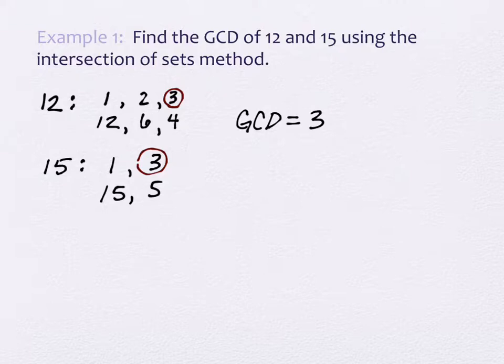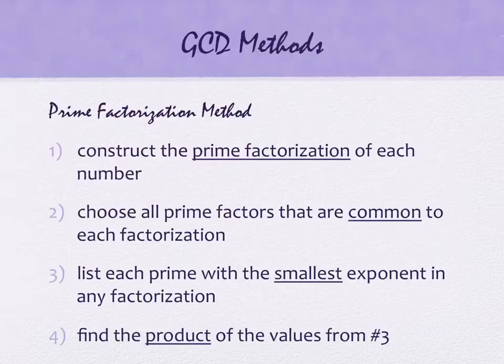Method number 2 is probably the one that's most useful for continuing on in mathematics. It's one that's very commonly taught, but it sort of hides a little bit of what's going on behind the scenes. It does work much better when the numbers get bigger, though. So the first step in this method is to construct the prime factorization of each number. We did that back in section 4.2. We did it with either factor trees or that division algorithm.